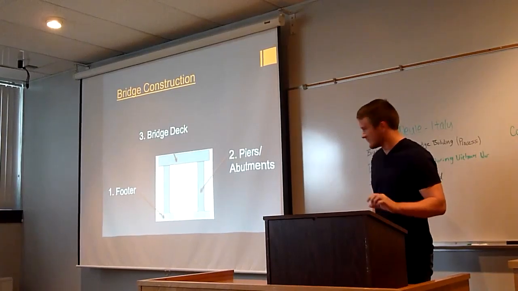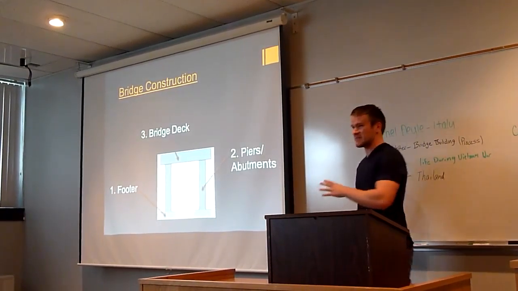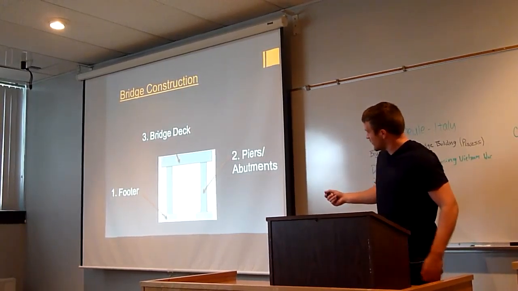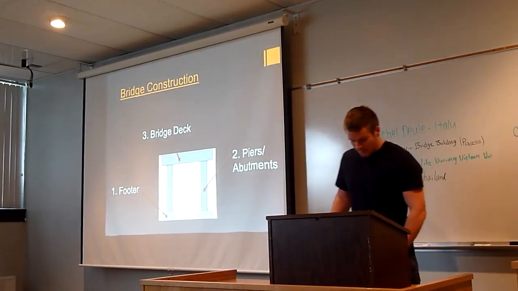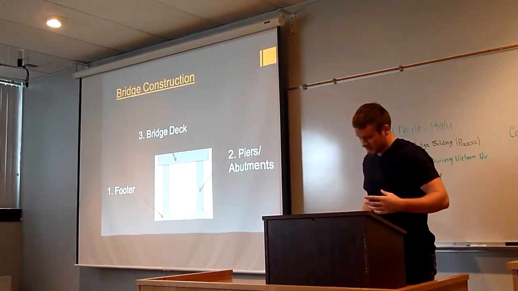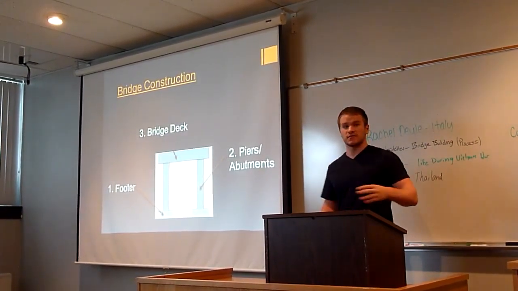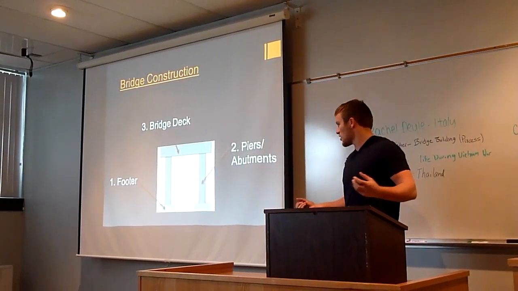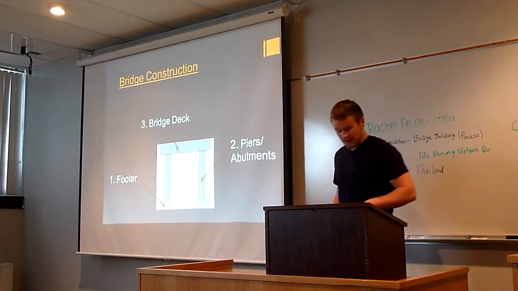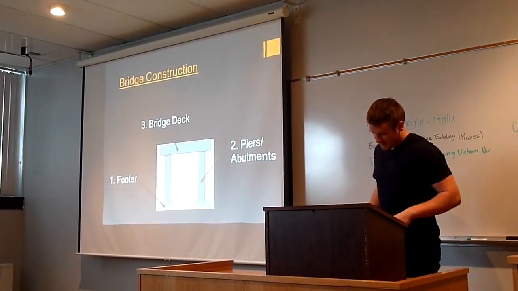So this is the most basic idea of a bridge. The first part they build is the footer down at the bottom, and they'll form it, which basically means to mold it, get the right shape. They will add rebar, which for those who don't know, is a long circular piece of metal to give it strength, and then they will pour concrete.